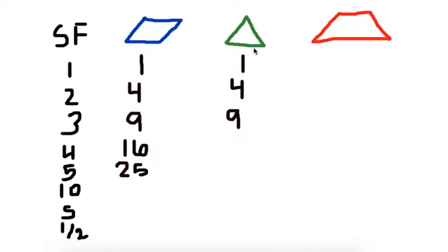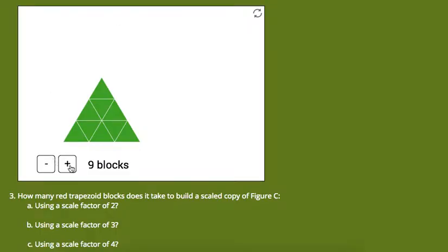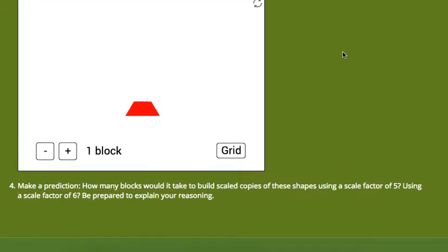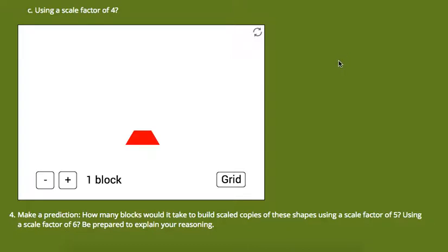Well, now, looking across at the rhombuses, my expectation, my conjecture would be 16 and 25 for a scale factor of 4 and a scale factor of 5. Let's confirm that. At a scale factor of 4, where every side is 4 long, we have 16. At a scale factor of 5, where every side is 5 long, ooh, it takes 25. Intriguing. Let's end with our trapezoid.